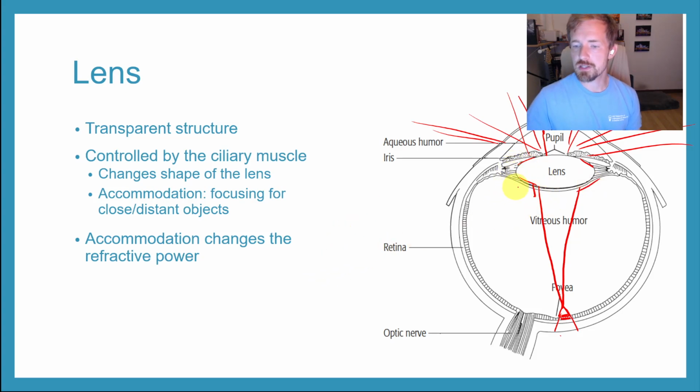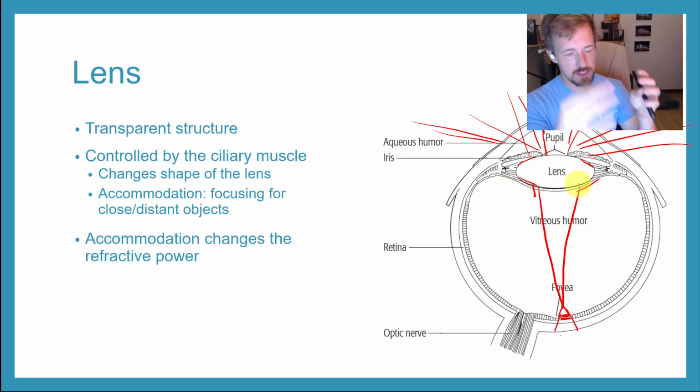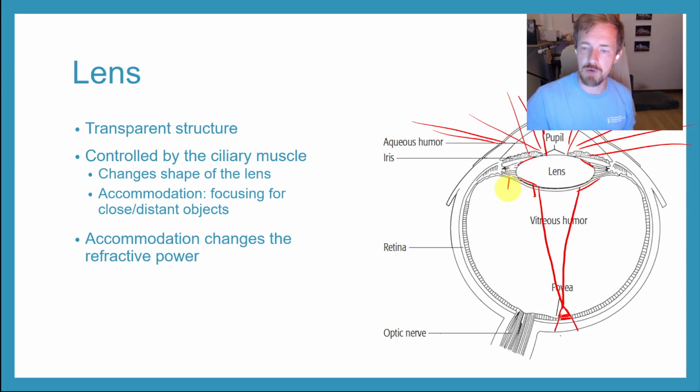Accommodation is the process in which you can focus or unfocus your lens. Your lens's shape is controlled by these muscles right behind your iris. These are called the ciliary muscles. These ciliary muscles are why, for some of you, for example, whenever you're reading, you've got to squint a little bit, right?